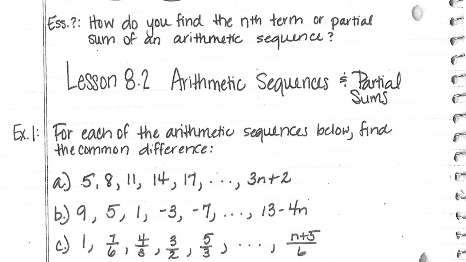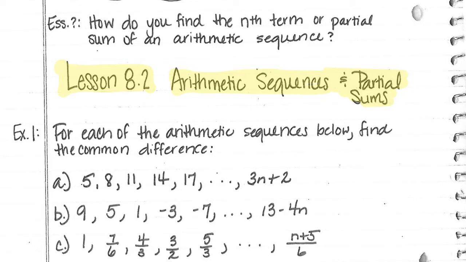All right, pre-calc, we're moving on to chapter 8, section 2, working on arithmetic sequences. We did do these in Algebra 2. We are also working on partial sums. And our essential question today is, how do you find the nth term or partial sum of an arithmetic sequence?